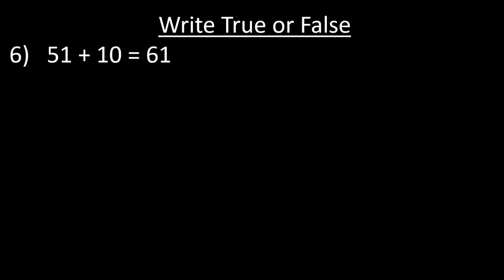Now the next is 51 plus 10 is equal to 61. Yes, beta. Now keep 51 in your mind and open your 10 fingers. Let's start counting. 52, 53, 54, 55, 56, 57, 58, 59, 60, 61. Yes, it is equal to 61. And so this statement is correct. So we will write true.